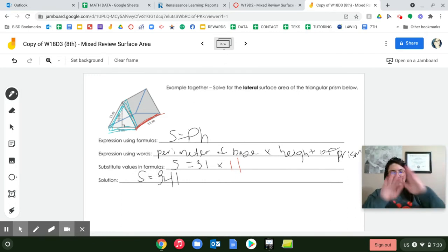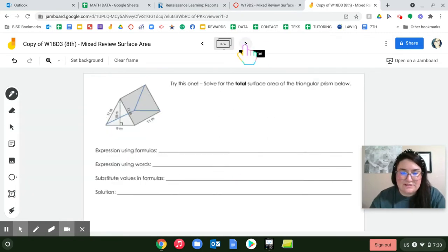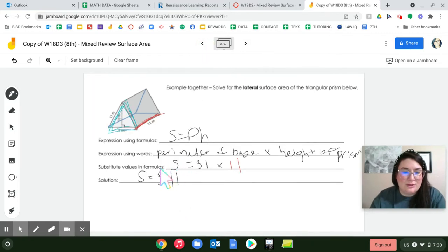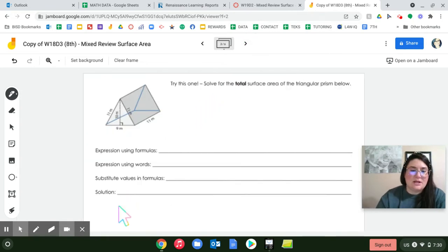And so remember, that's the lateral surface area. That's what would be these gray rectangles around the prism. Okay, so now we're going to solve for total surface area. Same kind of thing. I do want to remember my lateral is 341. So I'm actually going to go ahead and write that down.